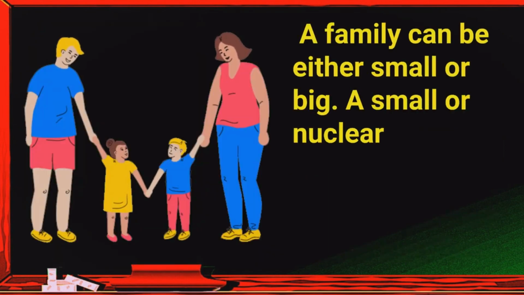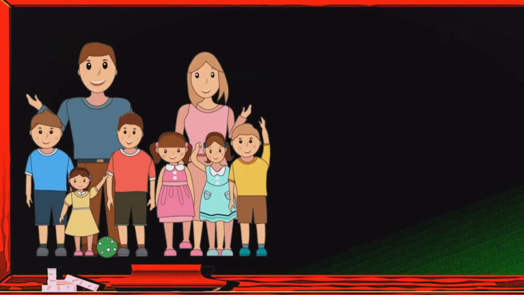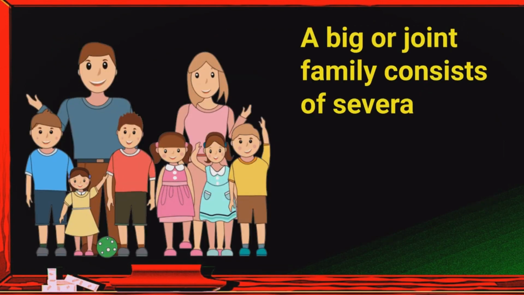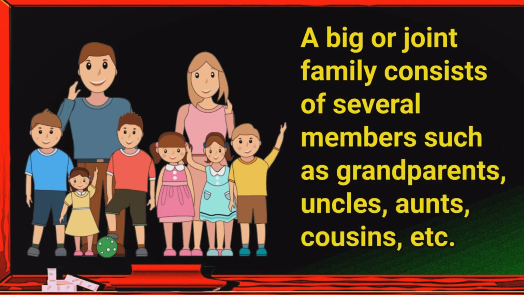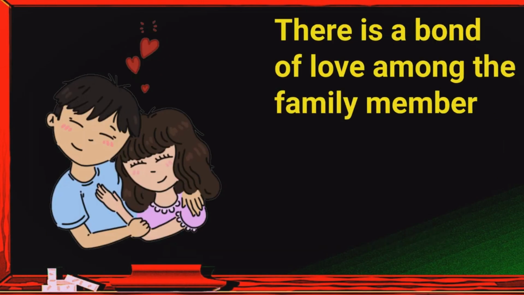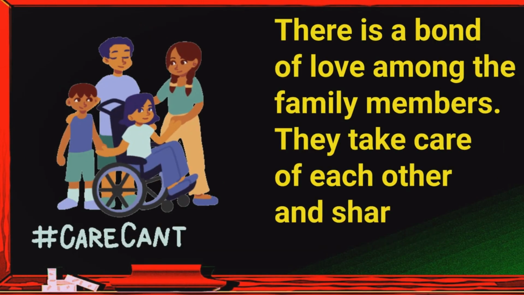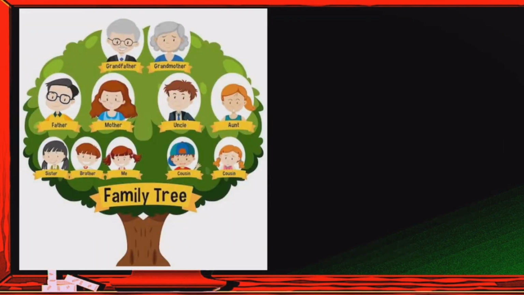A small or nuclear family consists of father, mother and their children. A big or joint family consists of several members such as grandparents, uncles, aunts, cousins, etc. There is a bond of love among the family members. They take care of each other and share their happiness. Students, all of you remember these points carefully, which is important to get good grades.